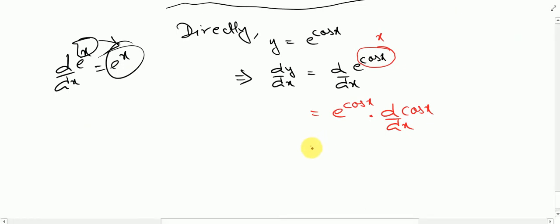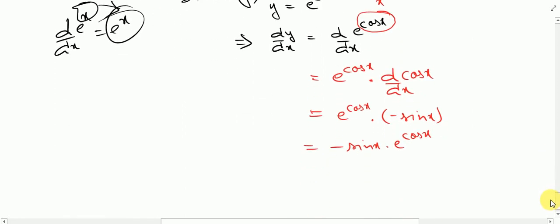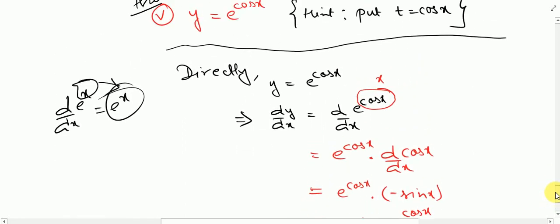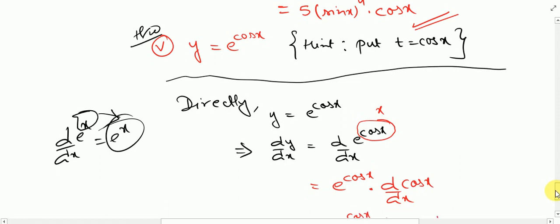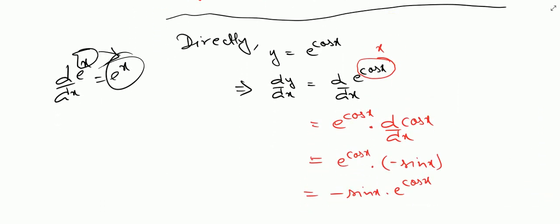So we have to use this. Here you will get e to the power cos x, and the differentiation of cos x will be minus sin x. So your answer is minus sin x into e to the power cos x. If you had to do it by chain rule, getting only this answer would have taken 5 to 6 lines. Okay, so this is done.